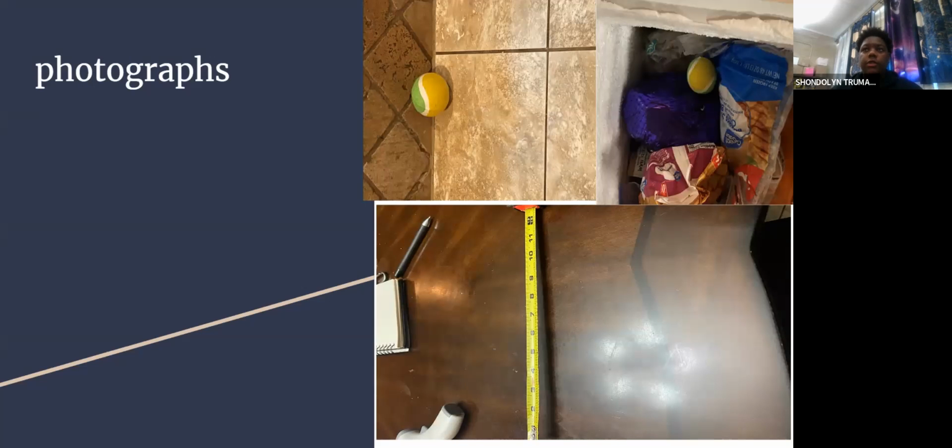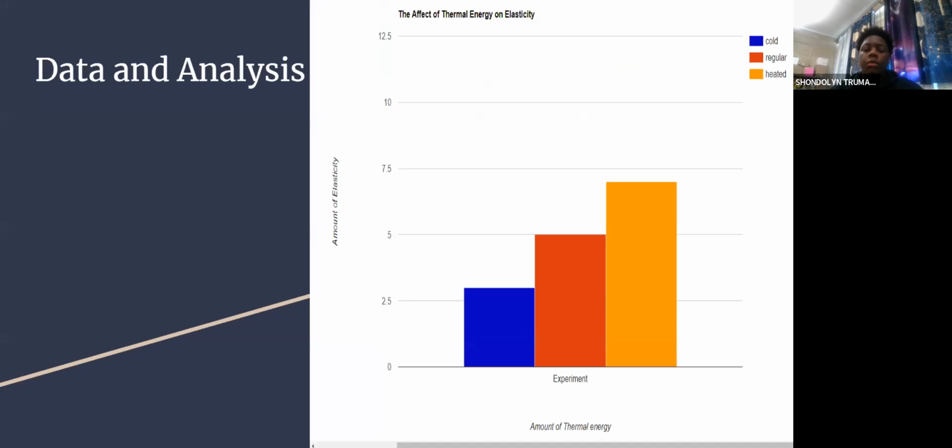These are photographs for this project. This is the data. The data shows the more thermal energy there is in an object, the more elasticity it has.